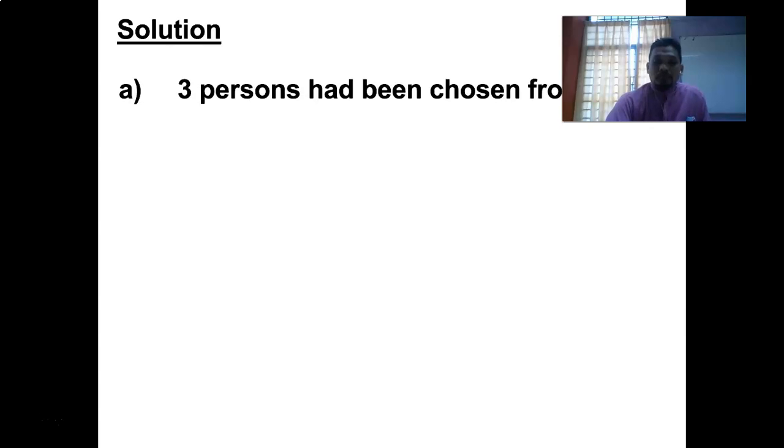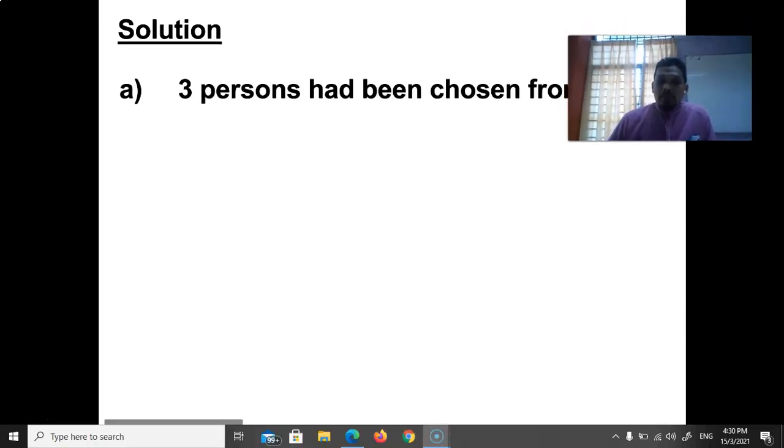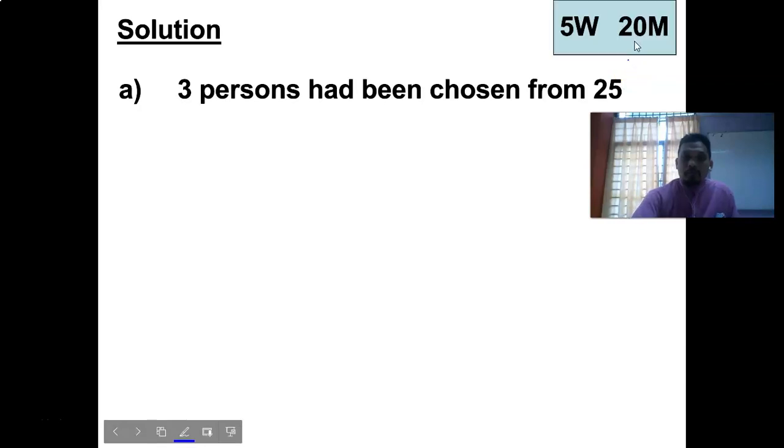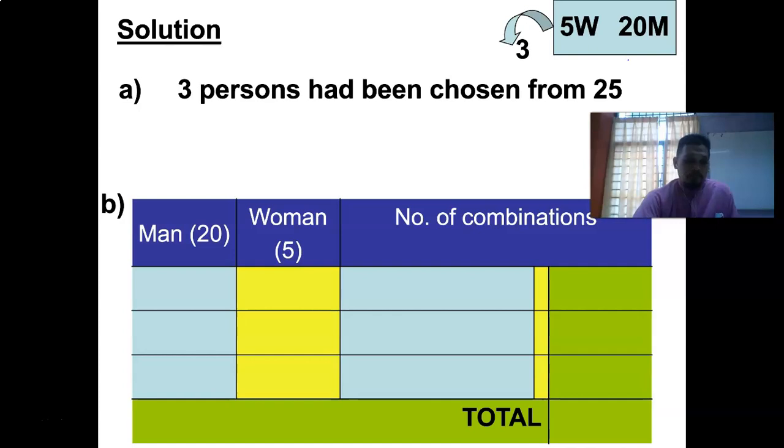For this one now, 3 persons are to be chosen from 25, which, without restriction, is 25C3. For the first question, 3 persons are chosen from 25. It's not a matter of how many men and how many women, as long as we choose 3 out of 25 persons. So it is equal to 2,300.